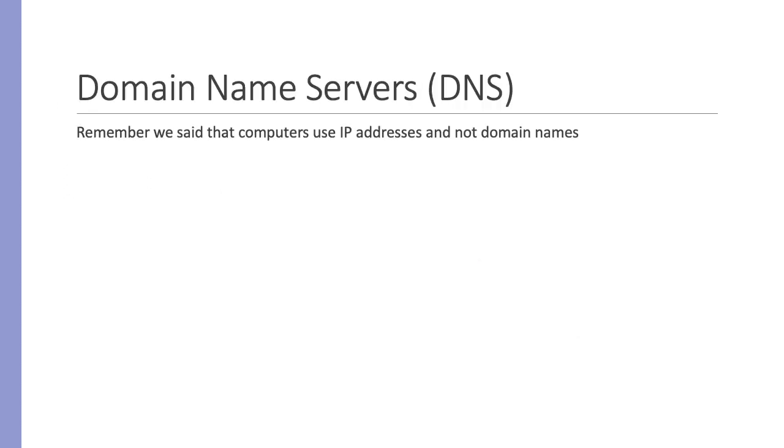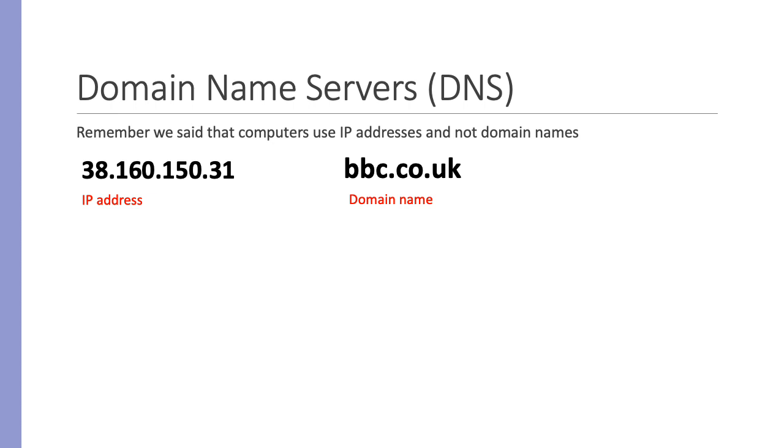So now let's take a more detailed look at how the computer resolves the domain name with the IP address. So remember we said that computers use IP addresses, not domain names. So the BBC's IP address is 38.160.140.31, and that represents the domain name bbc.co.uk. But as we previously said, human beings are not very good at remembering long sequences of numbers. So when we want to access the BBC's website, we simply type bbc.co.uk, the domain name, into our web browser. Somehow the computer then has to locate that particular website by finding out what its IP address is.